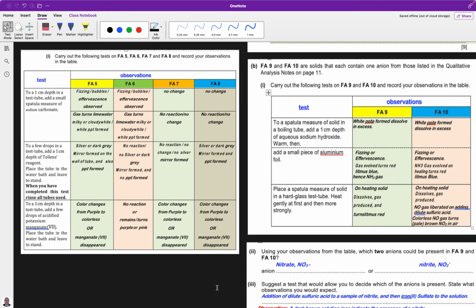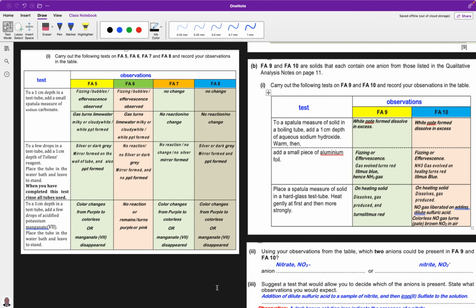I went to FA6. The same thing with FA6. I noticed fizzing, I also noticed bubbles, again effervescence. Students can mention any of these words. But with FA7, there was no significant change that I observed. FA8, nothing was observed. Then, as I told you, when you notice this, you go for the test of the gas. I went further and tested the gas using litmus paper, followed by lime water. I used the lime water.